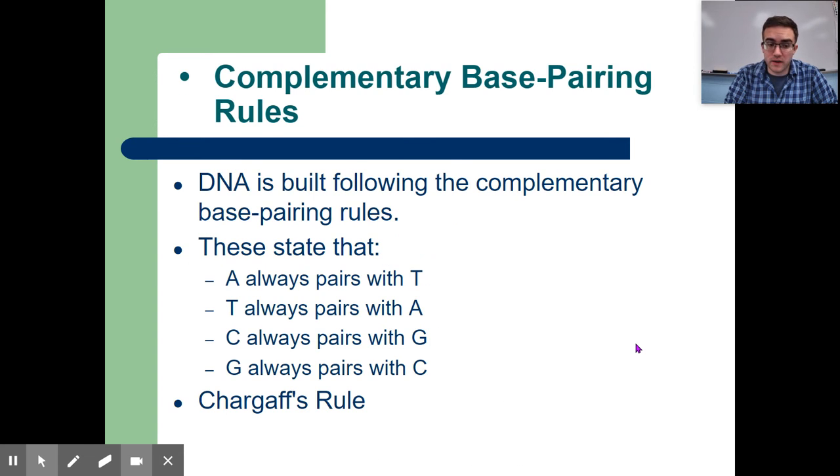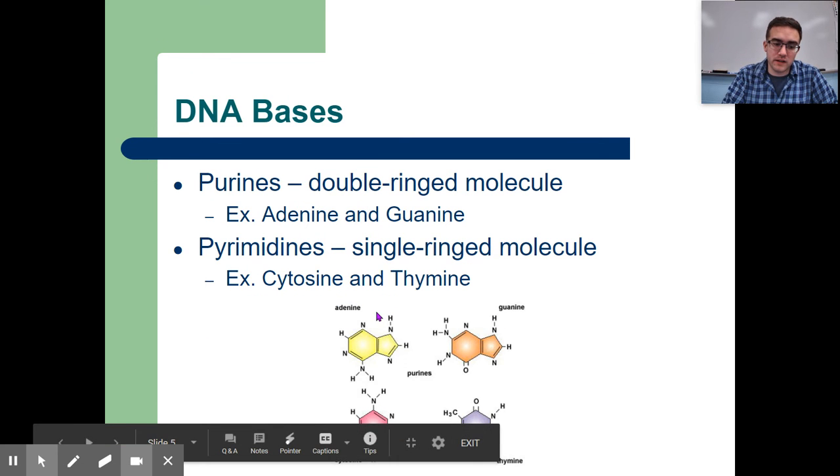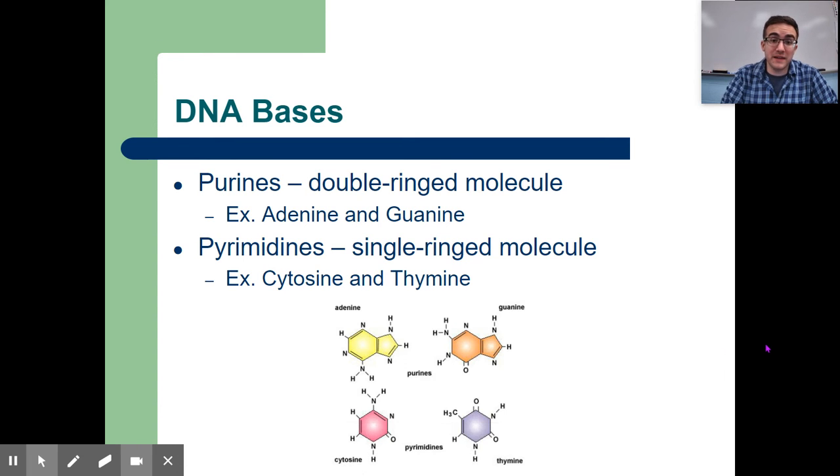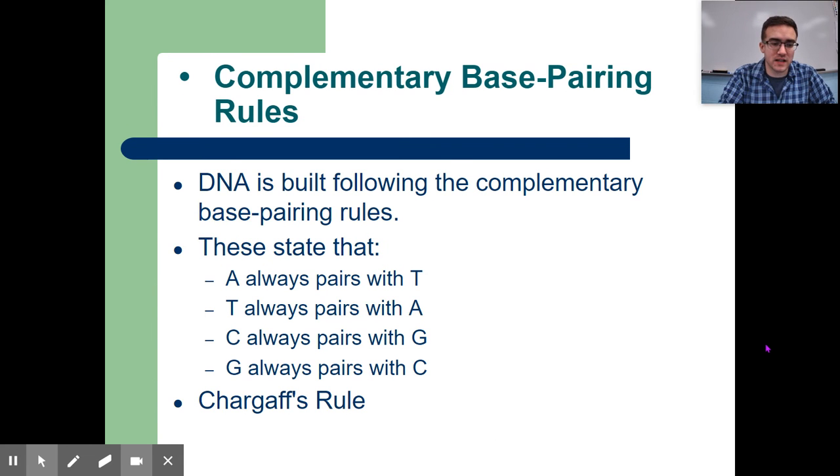That also influences how they pair together, because they're built on base pairing rules. A will pair with T, T will pair with A, C will pair with G, and G will pair with C. Based on what we just talked about, adenine is a purine, thymine is a pyrimidine, guanine is a purine, and cytosine is a pyrimidine. So a purine will pair with a pyrimidine, but only certain ones. Cytosine will only pair with guanine, and adenine will only pair with thymine. That's how that works out.